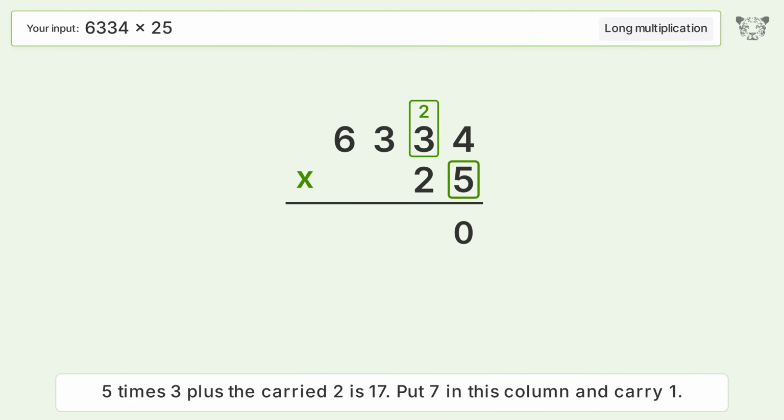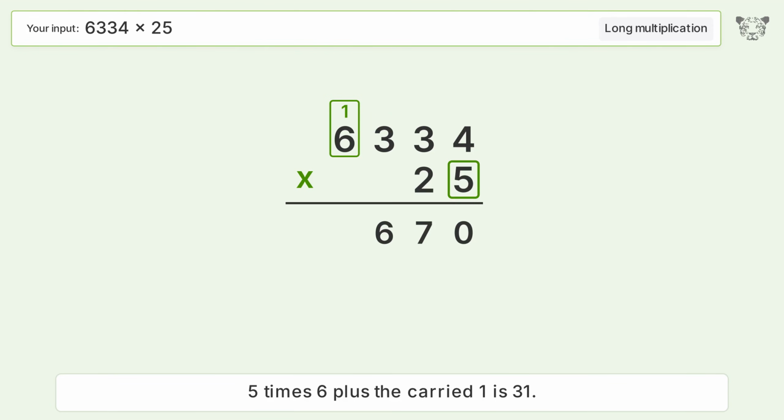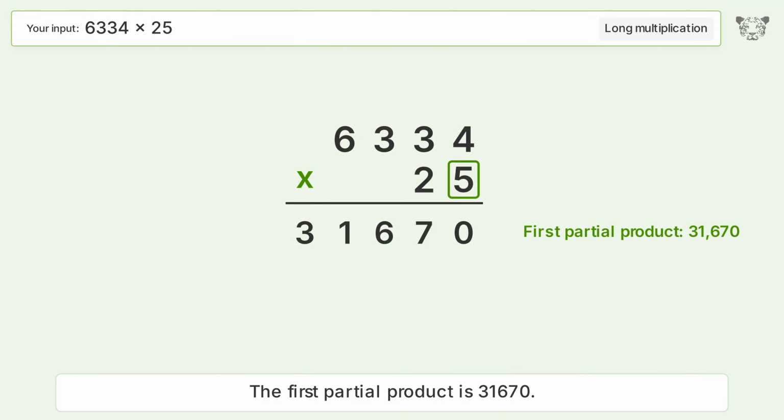5 times 3 plus the carried 2 is 17. Put 7 in this column and carry 1. 5 times 3 plus the carried 1 is 16. Put 6 in this column and carry 1. 5 times 6 plus the carried 1 is 31. The first partial product is 31,670.